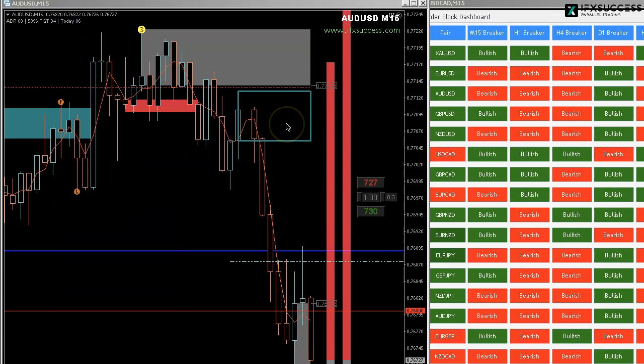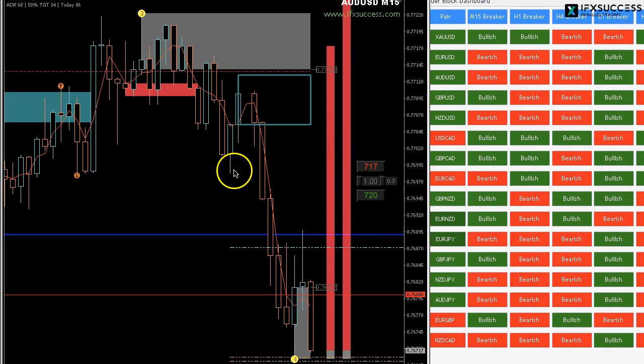But why was it a nice entry? Well, because my 4 hour breaker was fresh. I already had an established 1 hour breaker, and my daily and my 4 hour candles were going in my direction. So to me, that was a no-brainer entry. I entered over here, it retraced a little bit, and then it just kept on going lower and lower. And that was it.